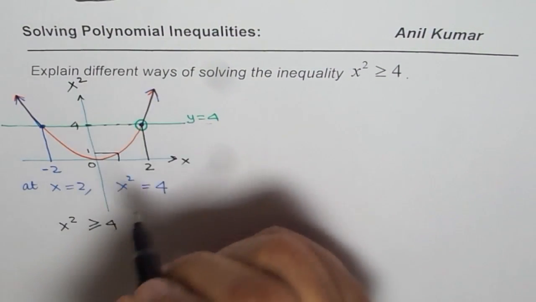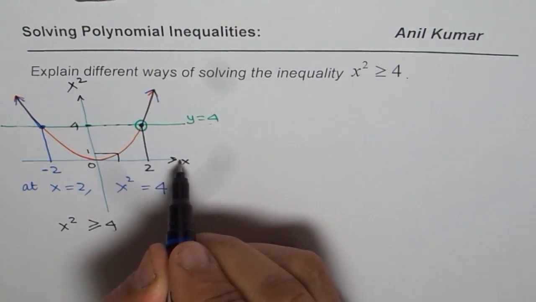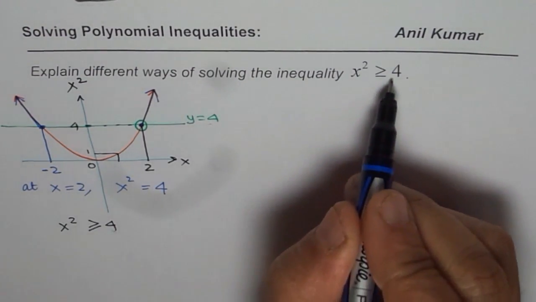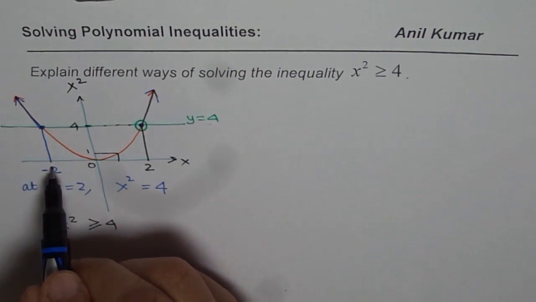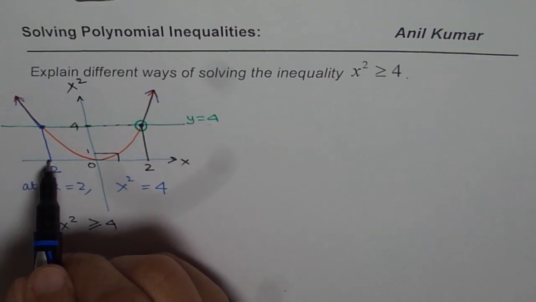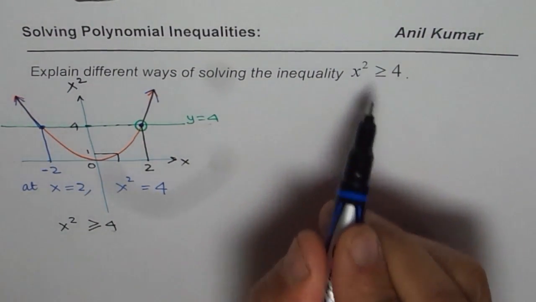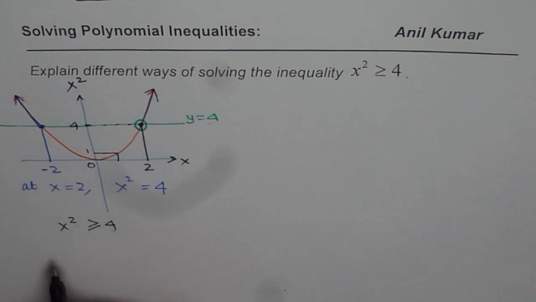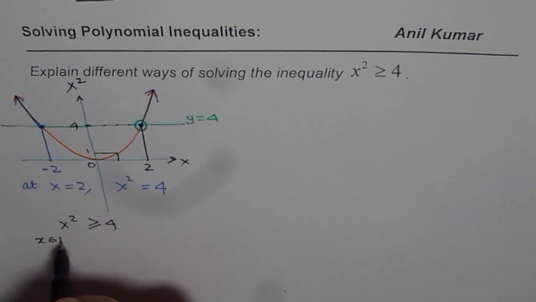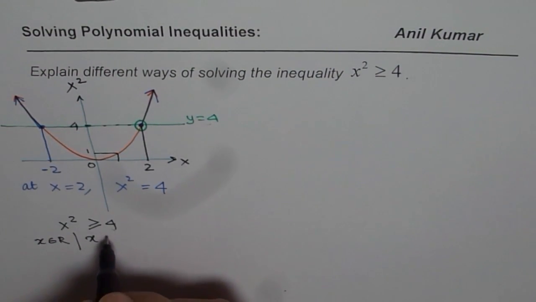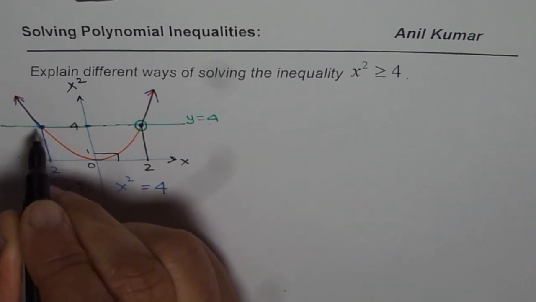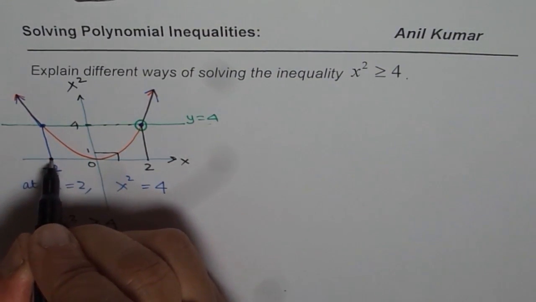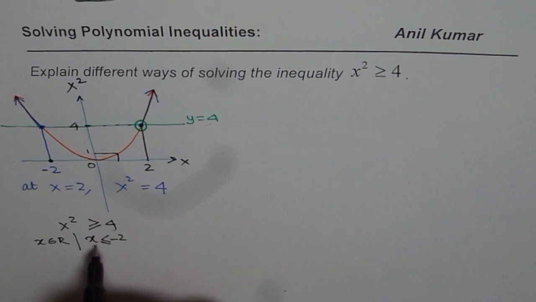Now, how to write the solution for this? On a number line, we will see that x values which are greater than 2 result in x squared greater than 4. X values which are less than minus 2 also result in x squared greater than 4, and therefore we get our complete solution. We say our solution here is that x belongs to real numbers where x is less than minus 2, but we are interested in greater than or equal to, so we'll include these points also. Do you get the point? And therefore we'll write here less than or equal to.